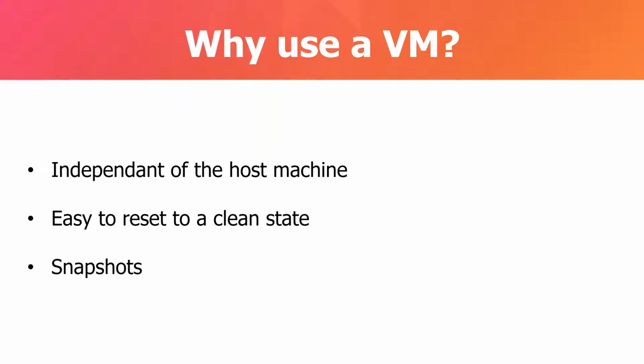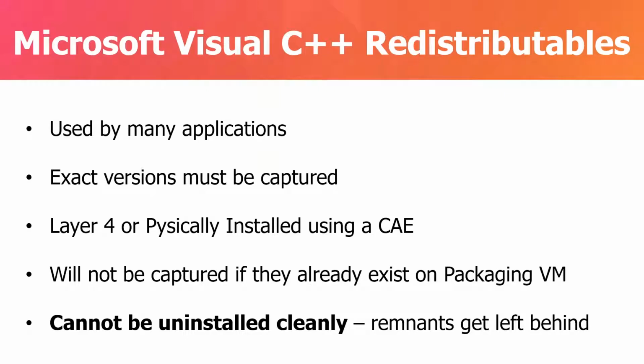Okay. So let's talk about these Microsoft Visual C++ redistributables. They're used by many applications. Some of the free stuff that you get might not use them, but certainly the bigger apps do, and they use them in earnest. Things like SolidWorks and Autodesk apps, which I keep mentioning, use about 10 or 12 of these Visual C++ redistributables. Most of the time the exact versions must be captured. So if it needs 2012 and the specific version, it'll need that specific version.